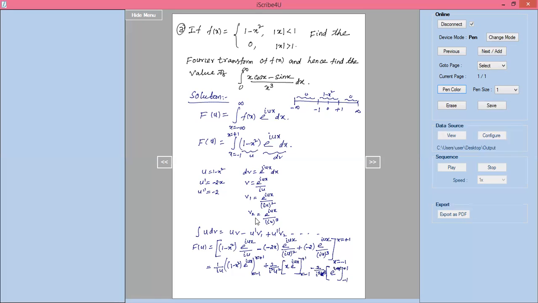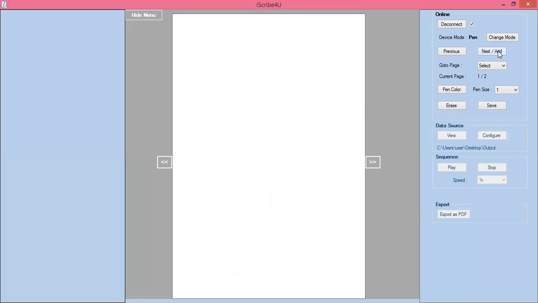e power iux, from minus 1 to plus 1. In the next step, I'll write that f of u equals 1 by iu into, first I'll apply the upper limit. So if you apply the upper limit, 1 minus 1 square into e power iu.